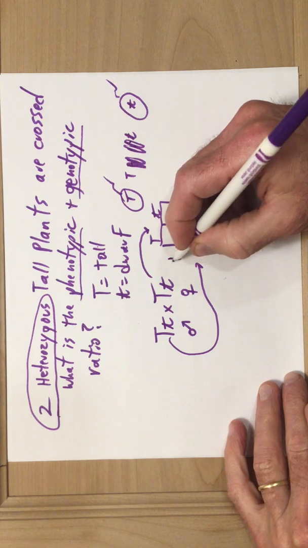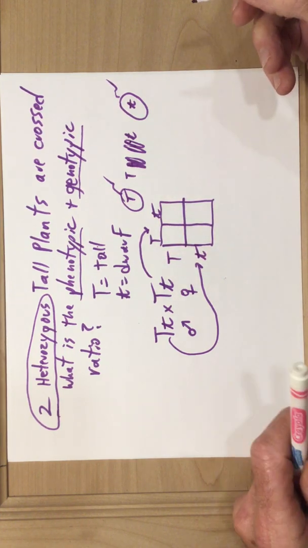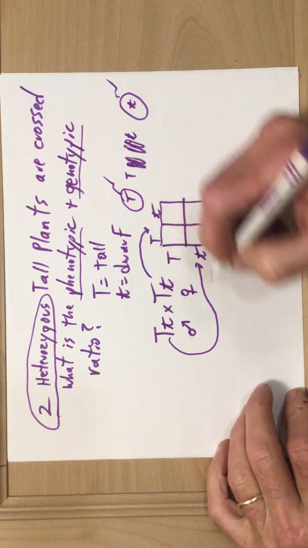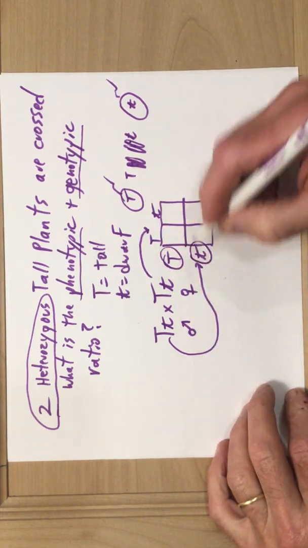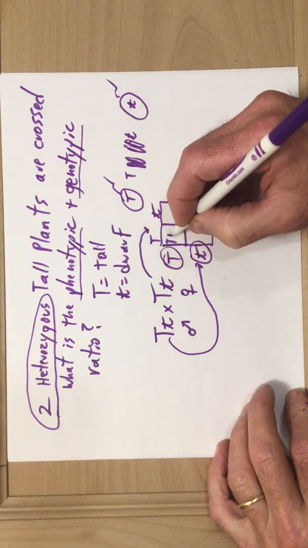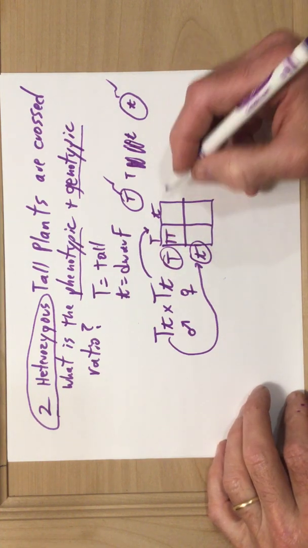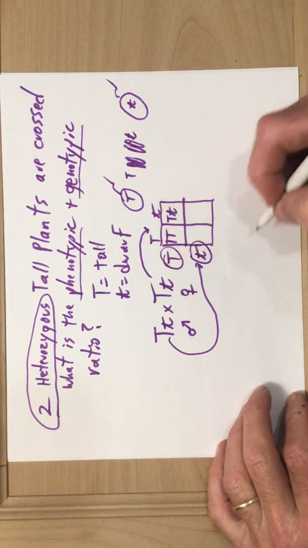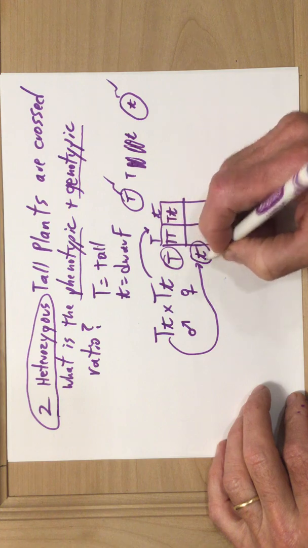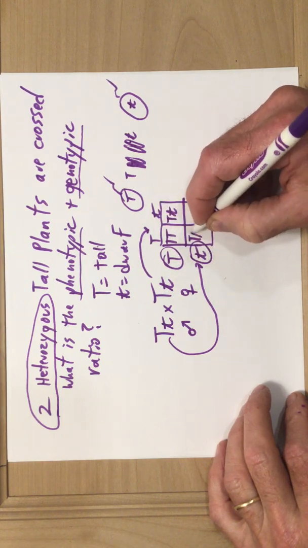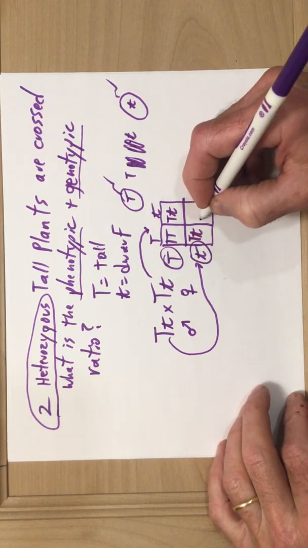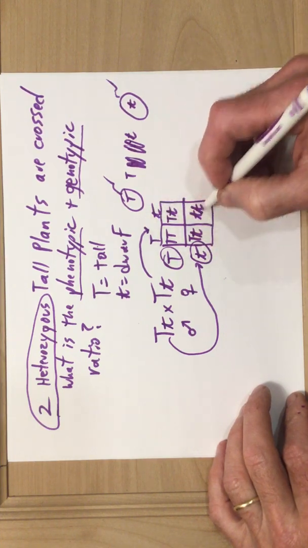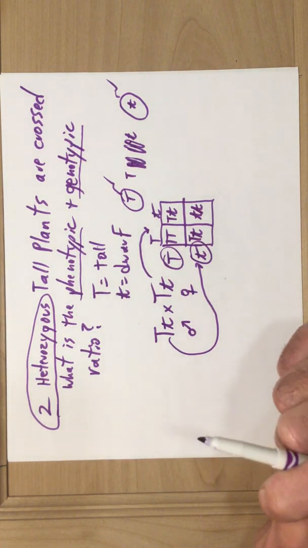The male makes big T's half the time and little t's half of the time. If this sperm cell, well, where are the sperm cells? The sperm cells are over here. If this sperm comes together with that egg, you get a double dominant tall plant. If this sperm and that egg get together, you get a heterozygous plant. If this sperm and that egg get together, again, you get a heterozygous plant. If little t and little t come together, I get my first homozygous recessive plant.